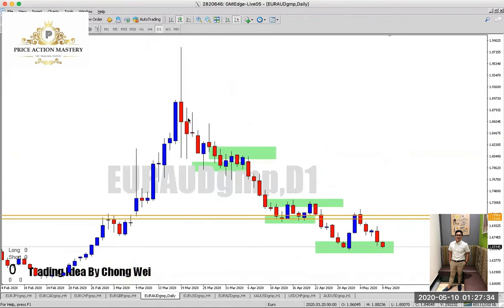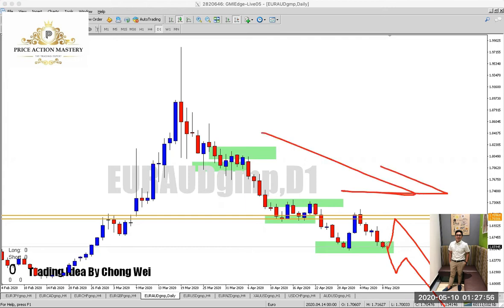Okay, for this also, Euro Aussie, a very clear downtrend. So what we can do is either wait for the market to rise to this level and sell, or wait for the market to break down, retest and sell, just those two opportunities. Because the overall trend is down, no point of buying. You can buy, but you might be taking a higher risk.